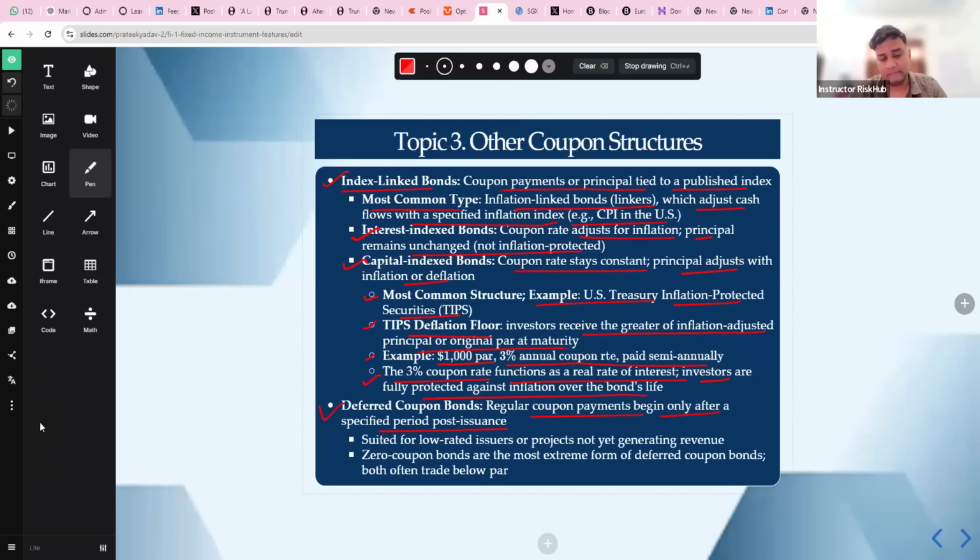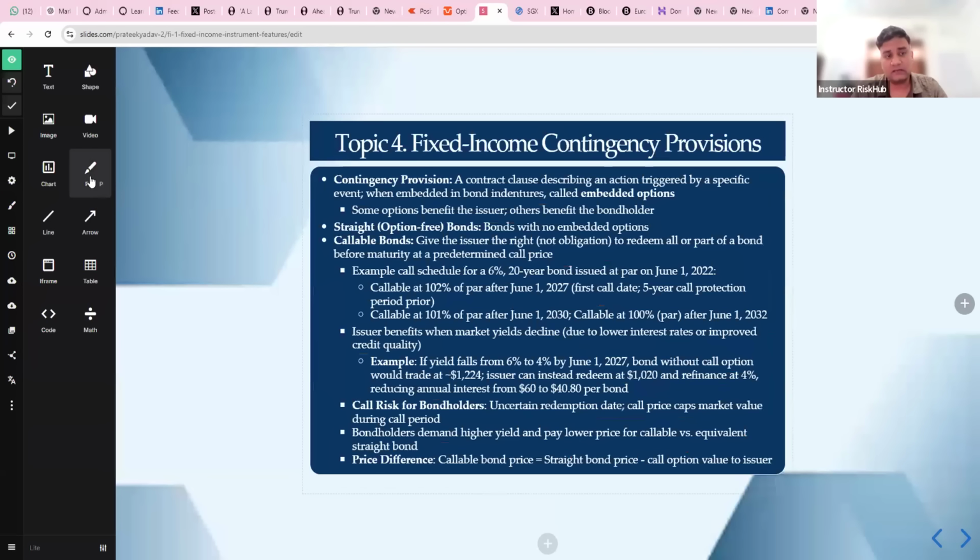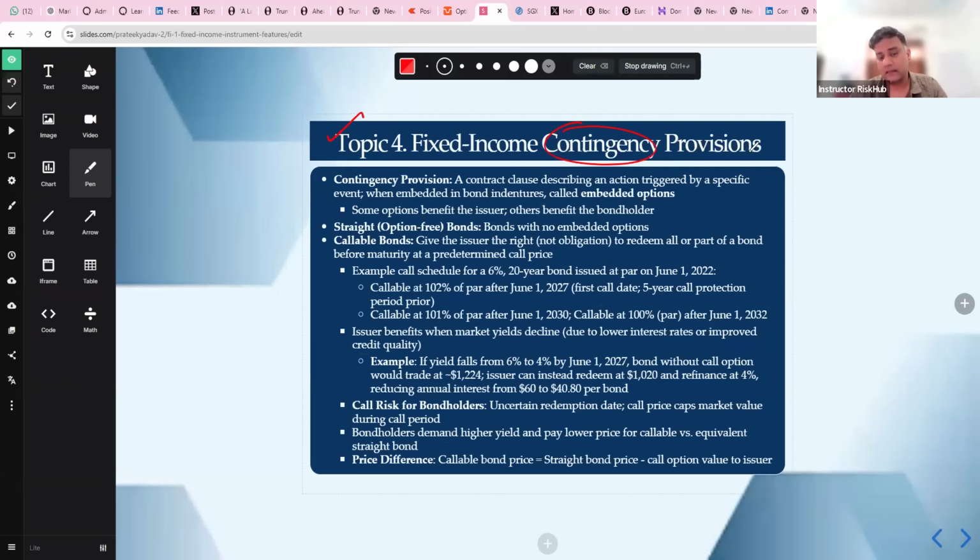Coupon payments begin only after some time, useful for low-rated issuers, projects which are not generating cash flow, infrastructure, or early-stage products. Zero coupon bonds are the extreme version of deferred coupon bonds, right? So suited for low-rated issuer projects not yet generating income. Zero coupon bonds are the most extreme form of deferred coupon bonds, both often trade below par, right? Then once we have seen that, we get into the next part, which is your fixed income contingency provisions, right?